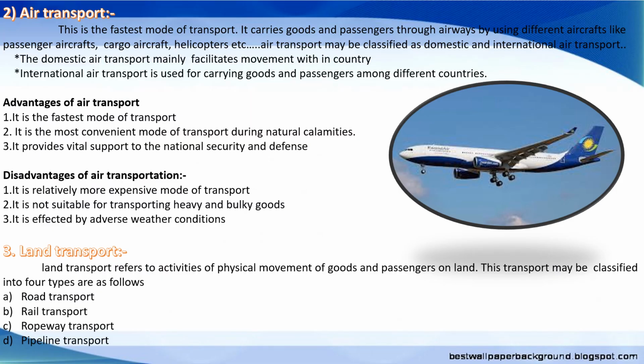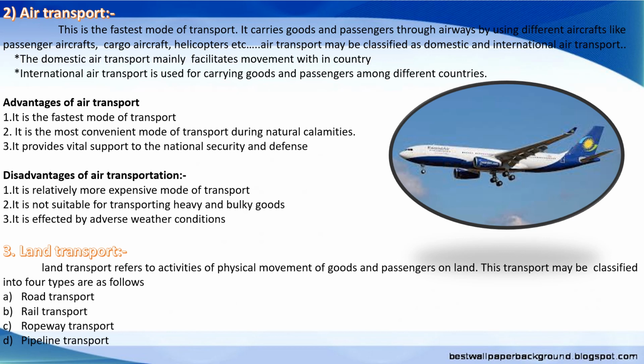Second mode of transportation is air transportation. This is the fastest mode of transport. It carries goods and passengers through airways by using different aircraft like passenger aircraft, cargo aircraft, helicopters, etc. Air transportation may be classified as domestic and international air transport. The domestic air transport mainly facilitates movement within the country. International air transport is used for carrying goods and passengers among different countries.